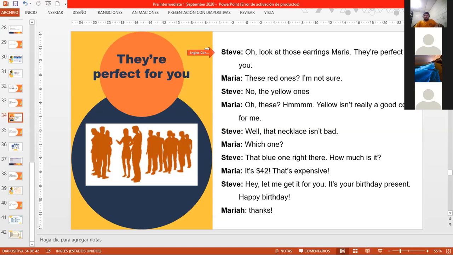Now let's switch. You are Steve and I am Maria. So you begin. Okay. One, two, three. These red ones? I'm not sure. No, the yellow ones. Oh, these? Yellow is really a good color for me. Well, that isn't bad. Which one? The blue one right there. It's $42. That's expensive. Happy birthday. Thanks. Okay, very good.